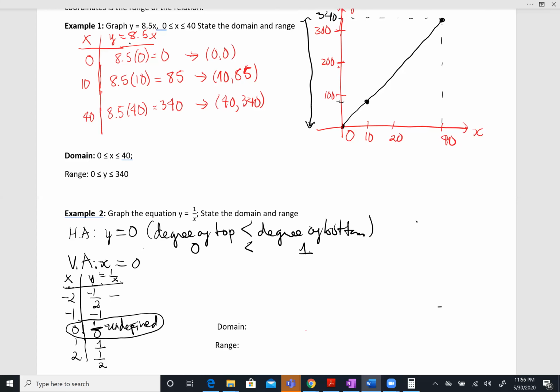So now the ordered pairs will give me -2 and -1/2, and then I have -1 and -1, and then I have 1, 1. And this one will be 2 and 1/2.